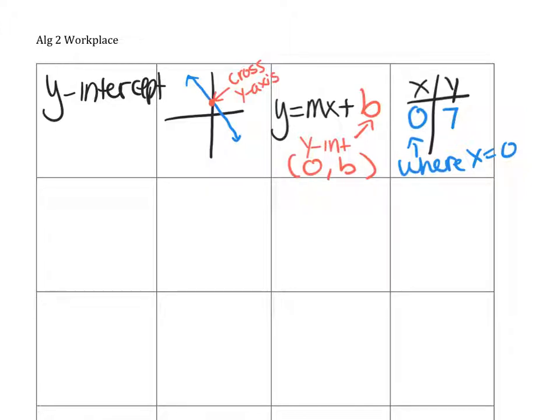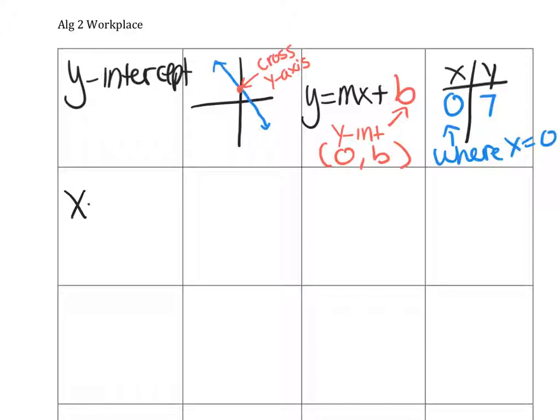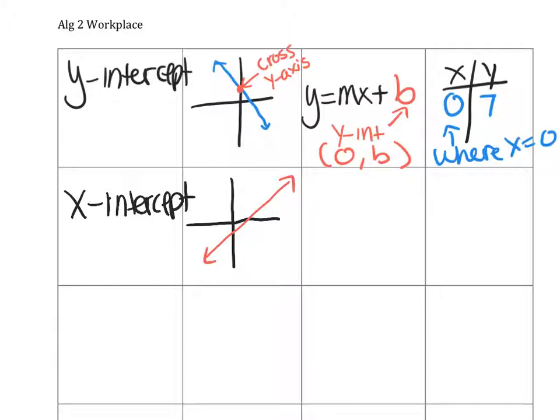Is there another type of intercept that we deal with when we're looking at lines? I'll give you a hint, there's an x and y axis, so there's probably a y and x intercept, yeah. The x-intercept. So on our graph, how could I find the x-intercept on a graph? Yes, so it crosses through the x-axis.